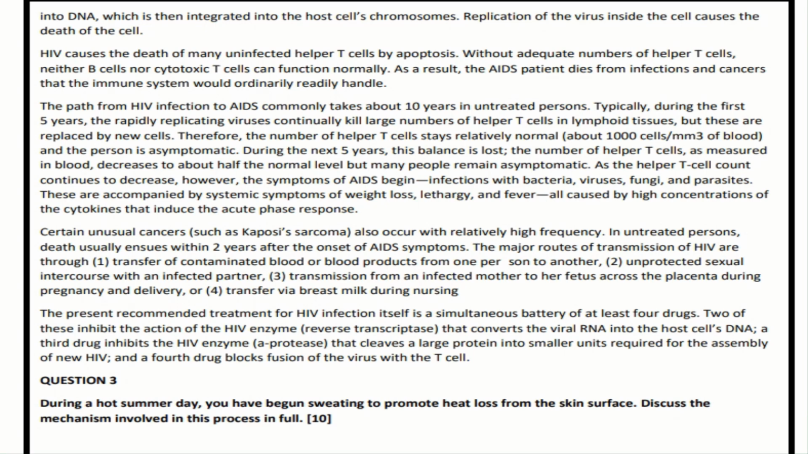The present recommended treatment for HIV infection itself is a simultaneous battery of at least 4 drugs. Two of these inhibit the action of HIV enzymes that convert the viral RNA into the host cell DNA. A third drug inhibits the HIV enzyme that cleaves a large protein into smaller units required for the assembly of new HIV, and a fourth drug blocks the fusion of the virus with the T cells.